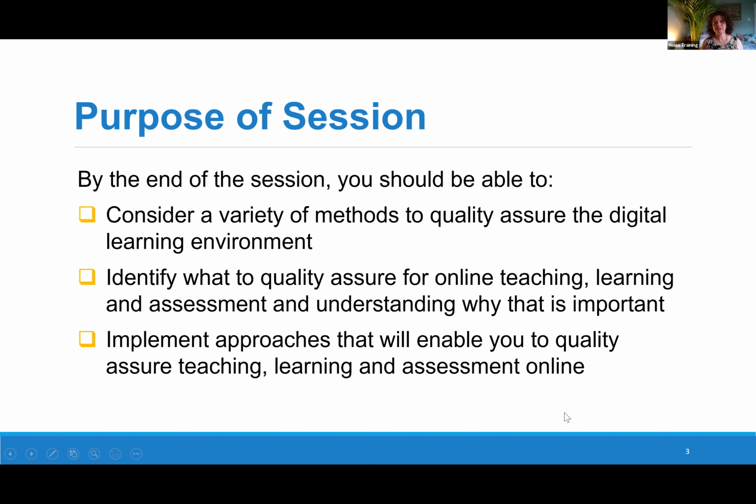So the purpose of this session really is to take stock and say, by the end of this session, what are the things that we want to try and achieve? So you should be able to consider a variety of methods to quality assure the digital learning environment, identify what to quality assure for your online teaching, learning and assessment, and understand actually why that's important, and implement approaches that will enable you to quality assure teaching, learning and assessment online.